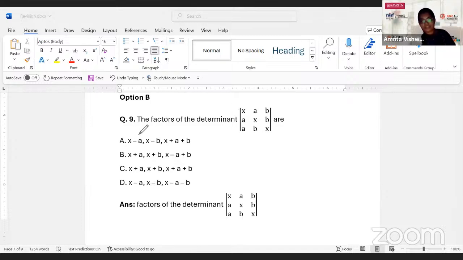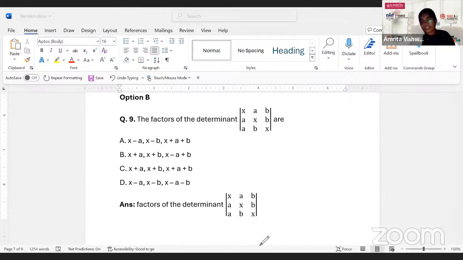Look at the options. X minus a, x minus b, x plus a plus b. X plus a, x plus b, x minus a plus b. X plus a, x plus b, x plus a plus b. X minus a, x minus b, x minus a minus b. Even you can use the general method of solving, but the only problem is it will take more time.